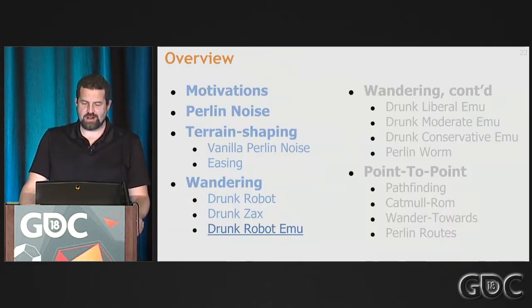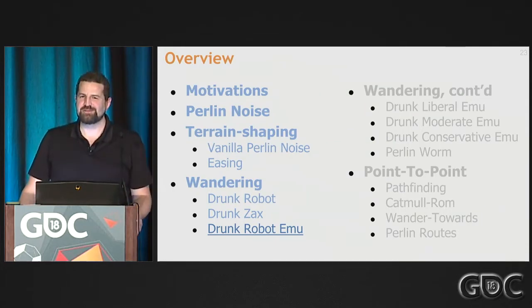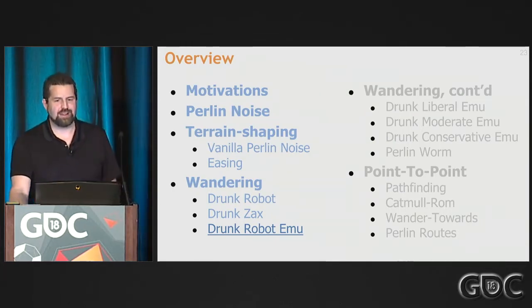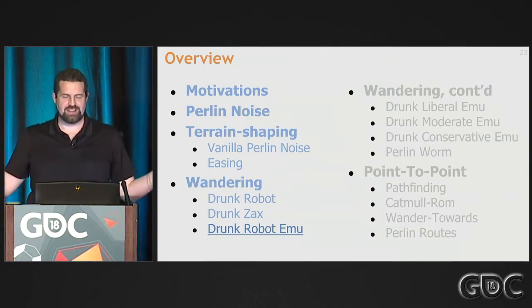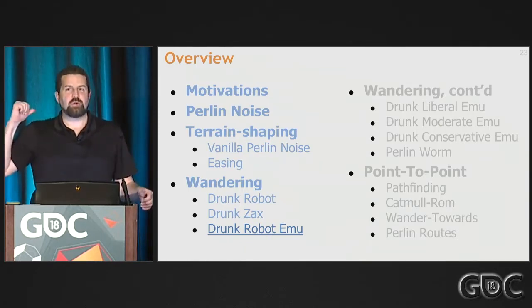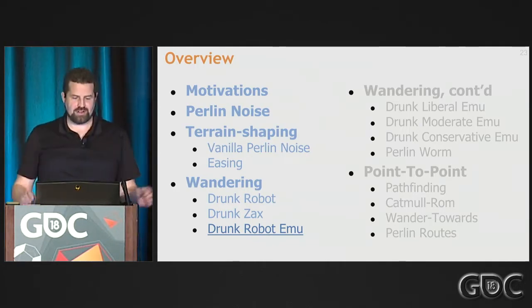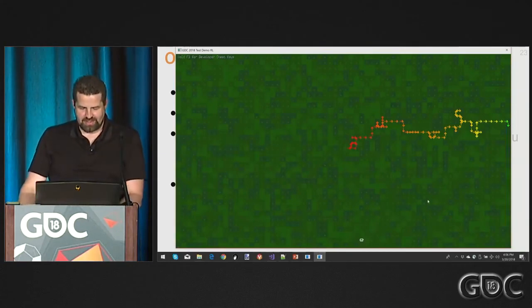Next, the drunk robot emu. So the emu is one of the few animals that cannot, I guess, go in reverse. It can't back up. It can only go forward or side. So this is just like a drunk robot, and I'm calling it a robot because it's on the grid, but it will never go backwards. So whichever way it went, it will then either go the same way or go right or left from there. That produces a slightly different effect.